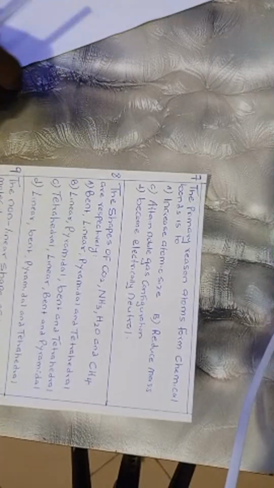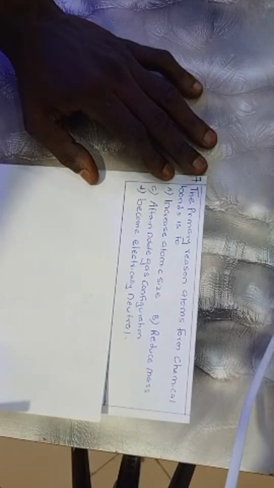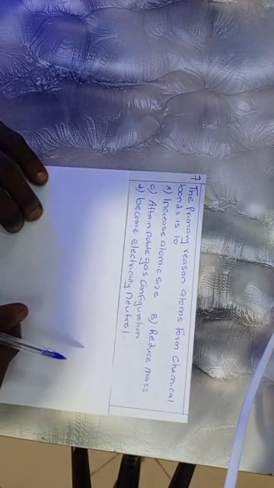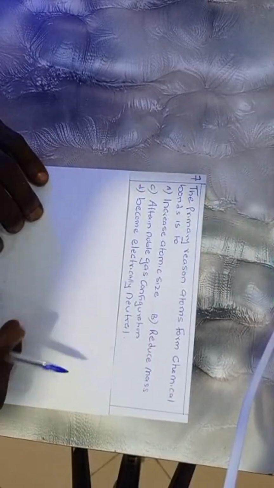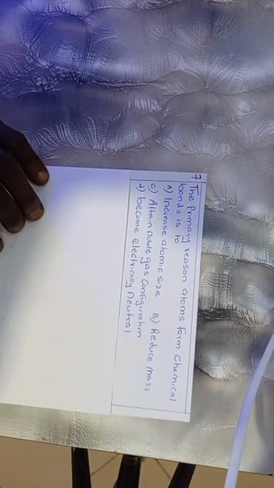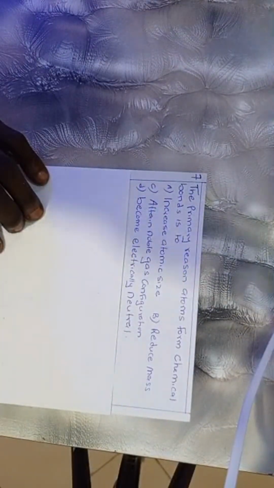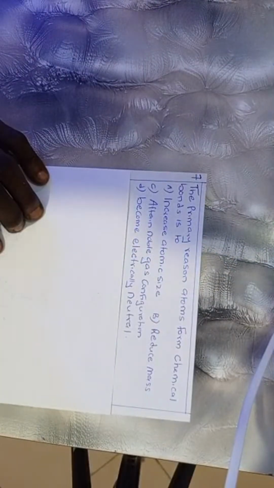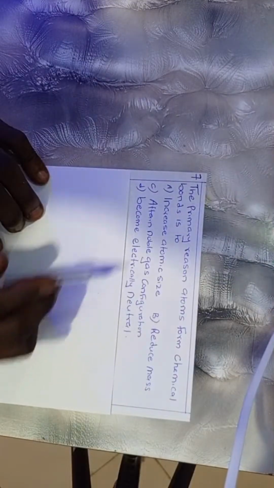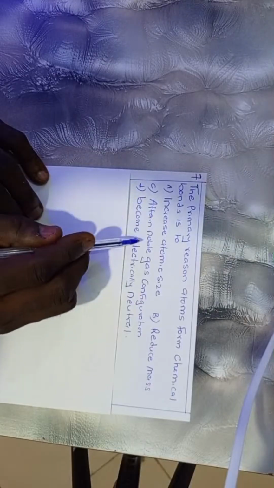So question number 7. For question number 7, the question says, the primary reason atoms form chemical bonds is to dash. Now, in chemistry, atoms come together to form chemical bonds, which could be either ionic, covalent, or even metallic. So the question is, why do atoms come together to form chemical bonds? So atoms come together to form chemical bonds because of option C, to attain a noble gas configuration.